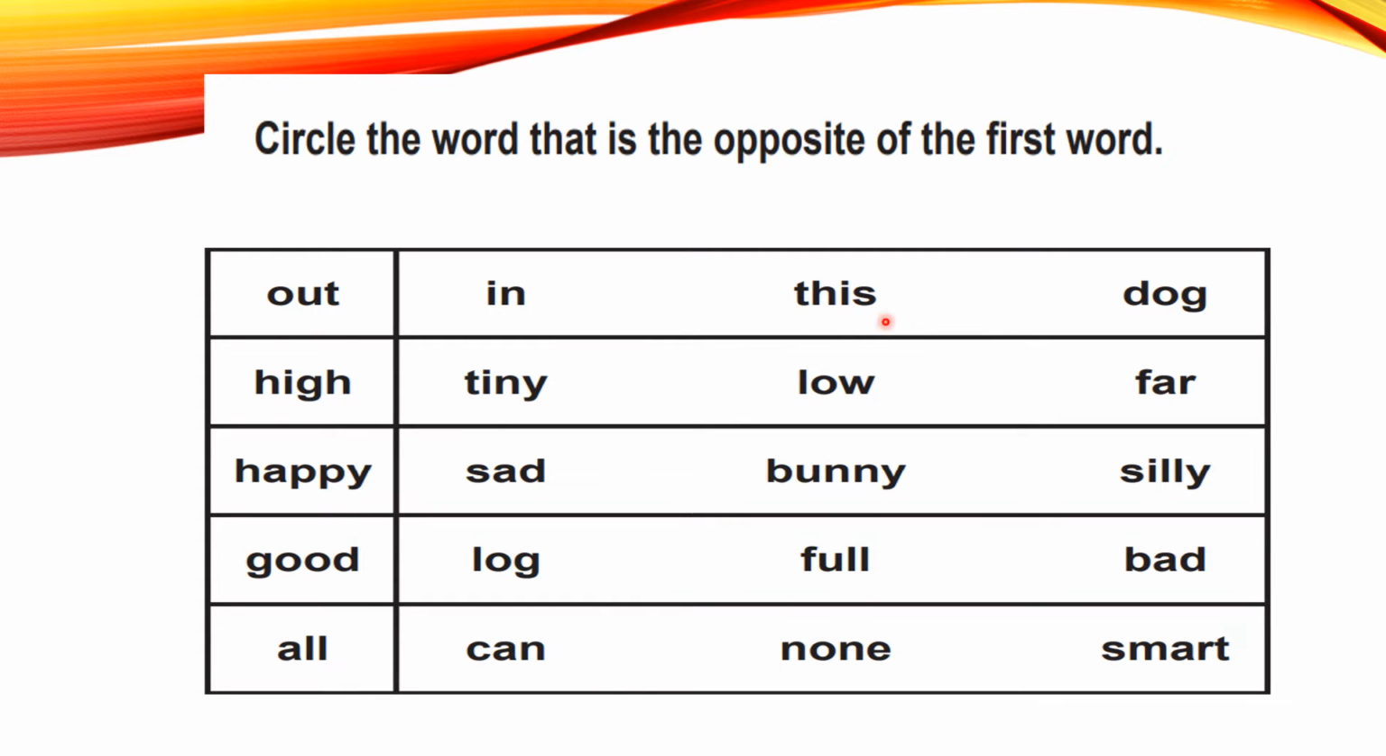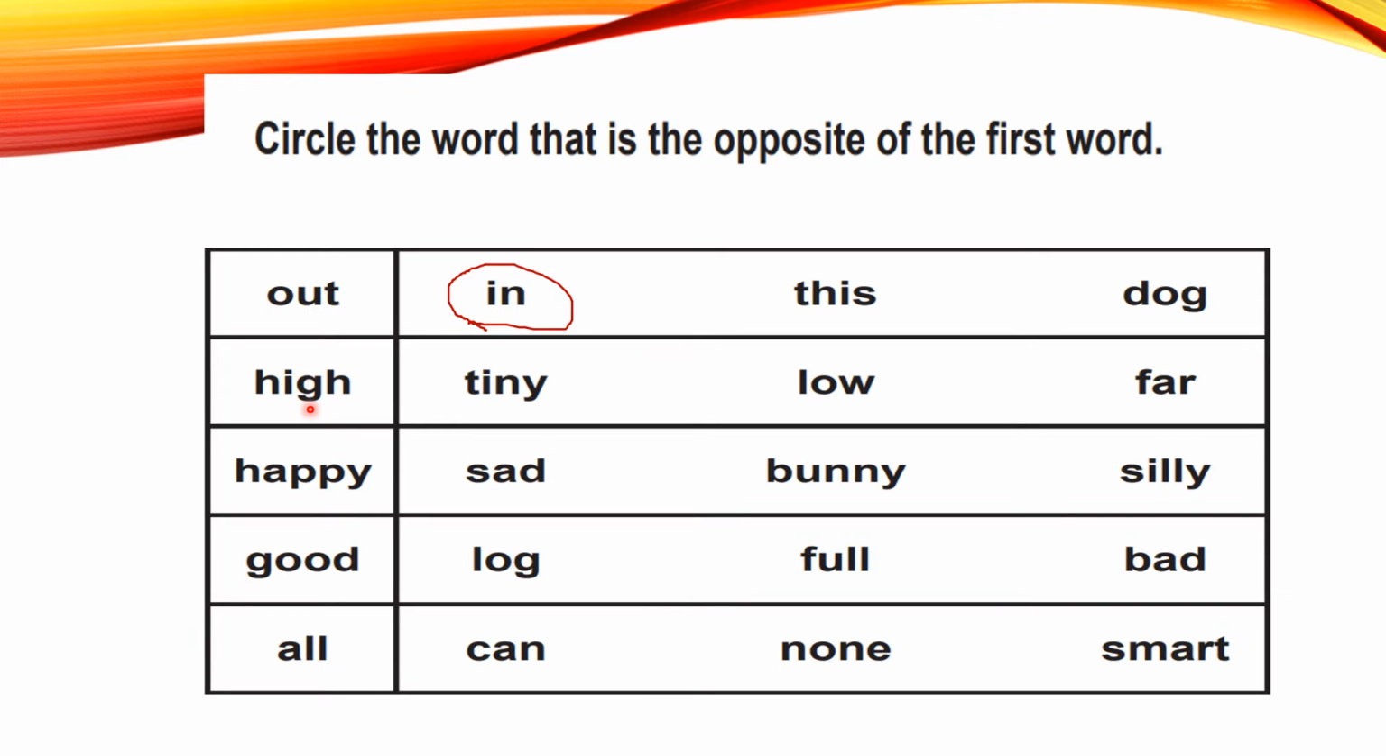Now this, T-H-I-S, means an object which is near to us. Is this an object? No. Out, right? This, that should come. The opposite of this is that. So will it come here? No. The opposite of out is in. The opposite of in is out. Dog. Dog is an animal. Will it come here? No. So we will mark here, in. We will circle it for the opposite of out.